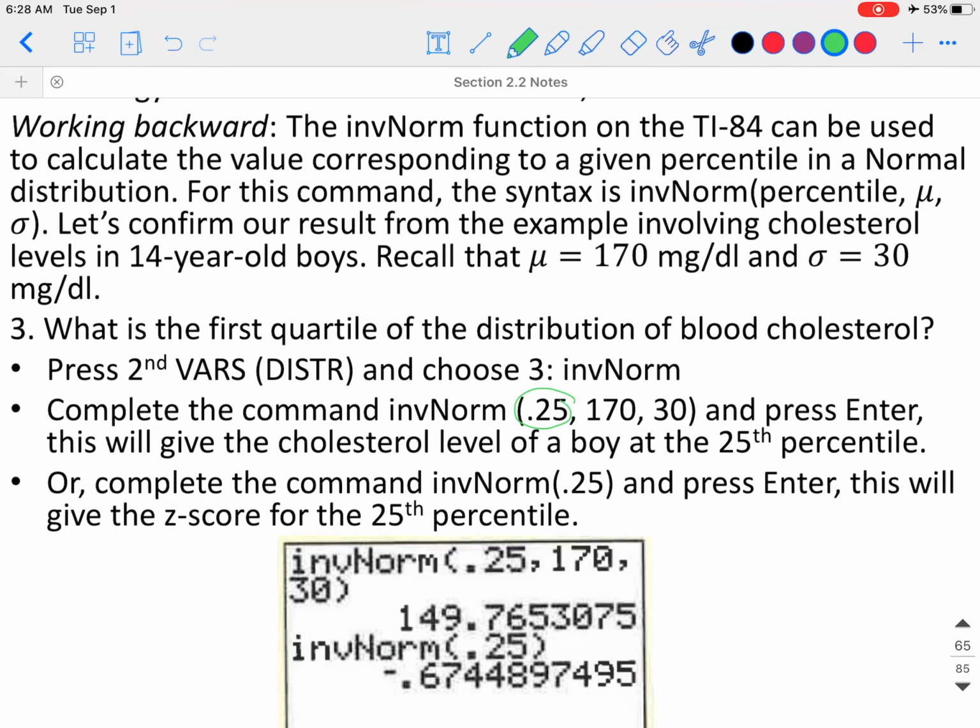When we work this backwards, we are going to get 149.76, or if you just do the invNorm of 0.25, it can tell you the z value that corresponds of negative 0.67.